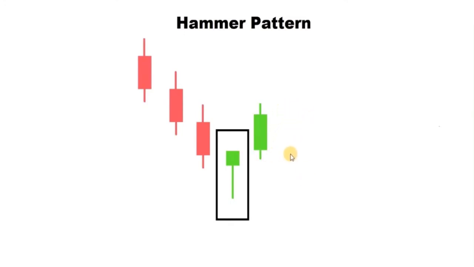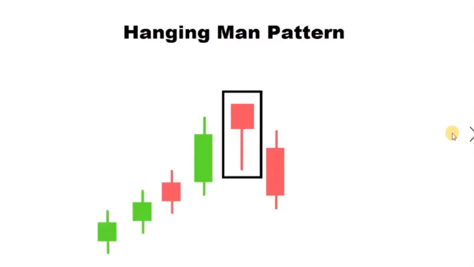Now in a hammer pattern, the next candle's close should be above the close of this candle, and it gives the confirmation about the pullback. And in a hanging man pattern, the close of the next candle should be below the close of this candle.